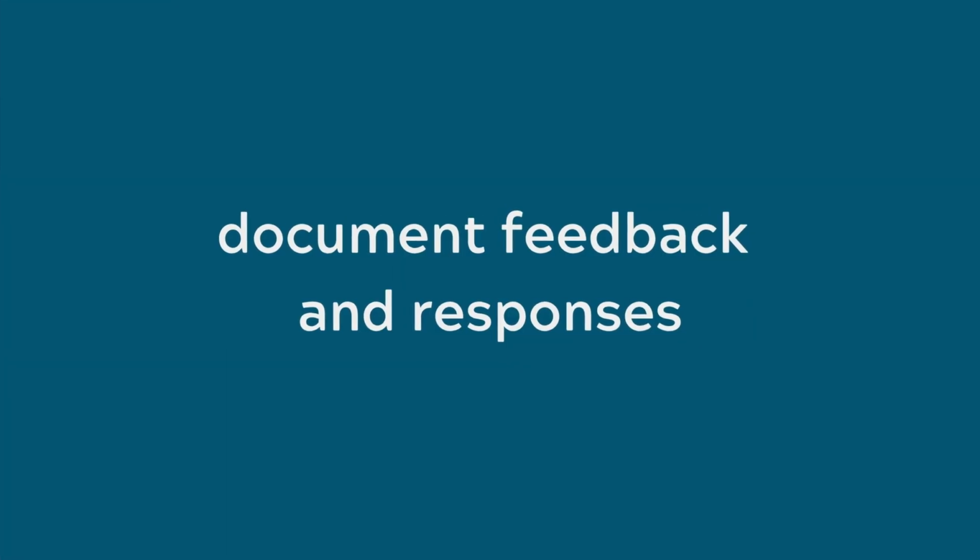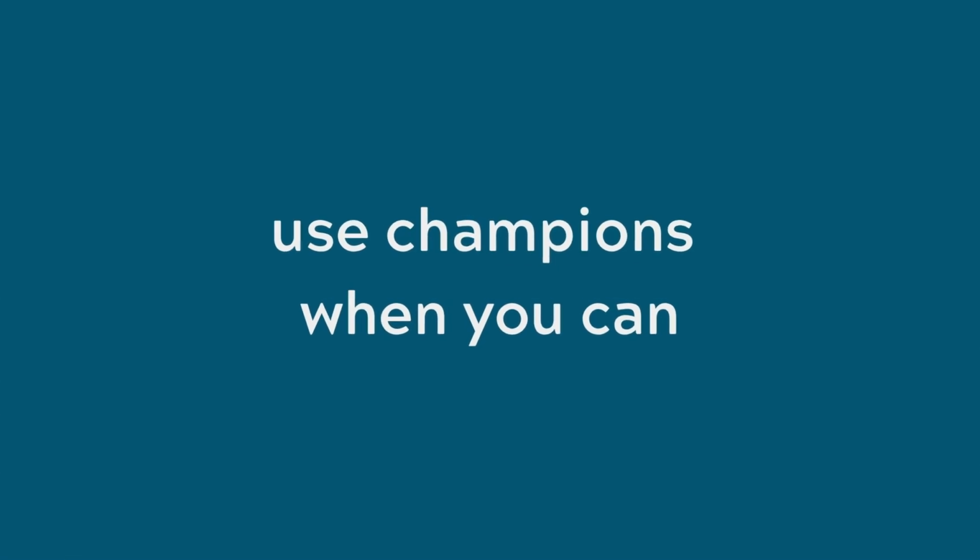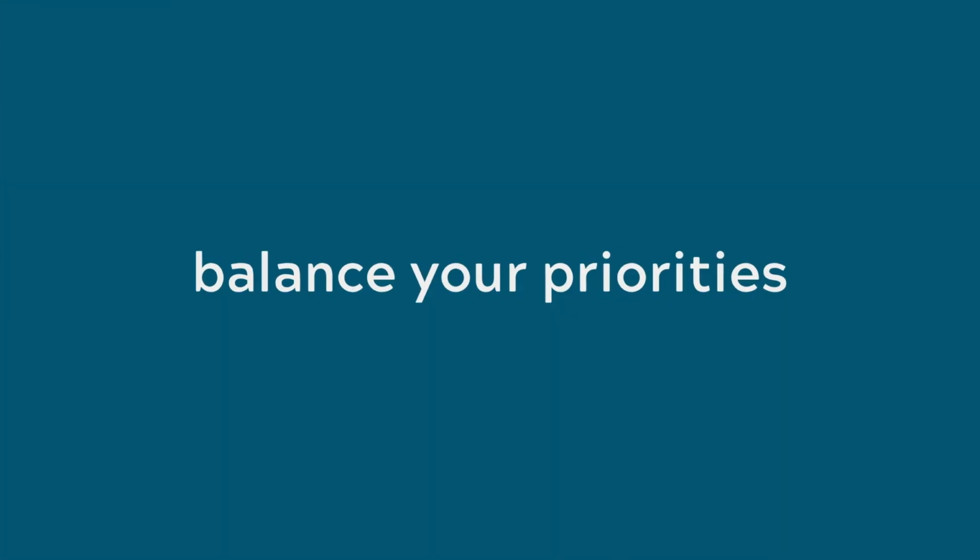First, be transparent. Silence breeds speculation and rumor, so keeping everyone informed about what's going on can save a lot of time in the long run. Second, document feedback and responses. This builds trust and accountability as you continue through the different phases of your project. Third, use champions when you can. This means identifying trusted faculty or staff who can help influence their peers. And lastly, balance your priorities. Not every stakeholder's request can be met, but showing that you've listened goes a long way.